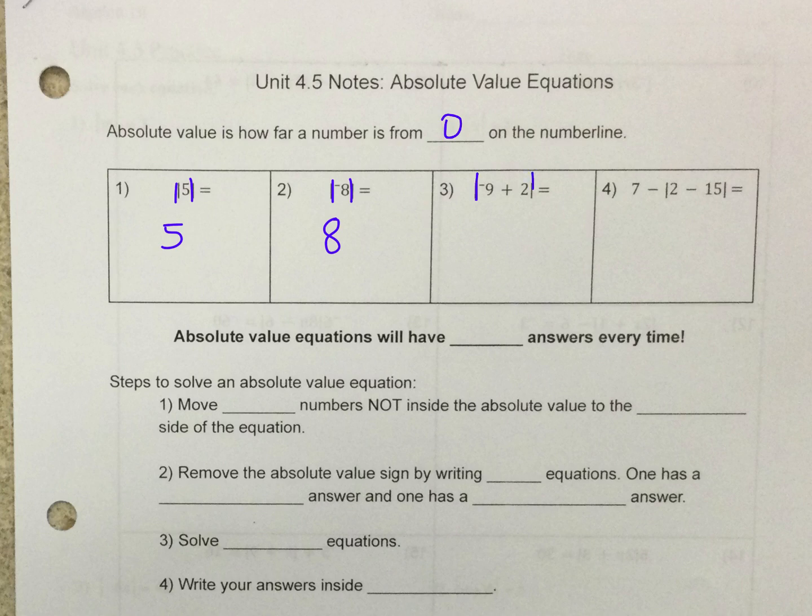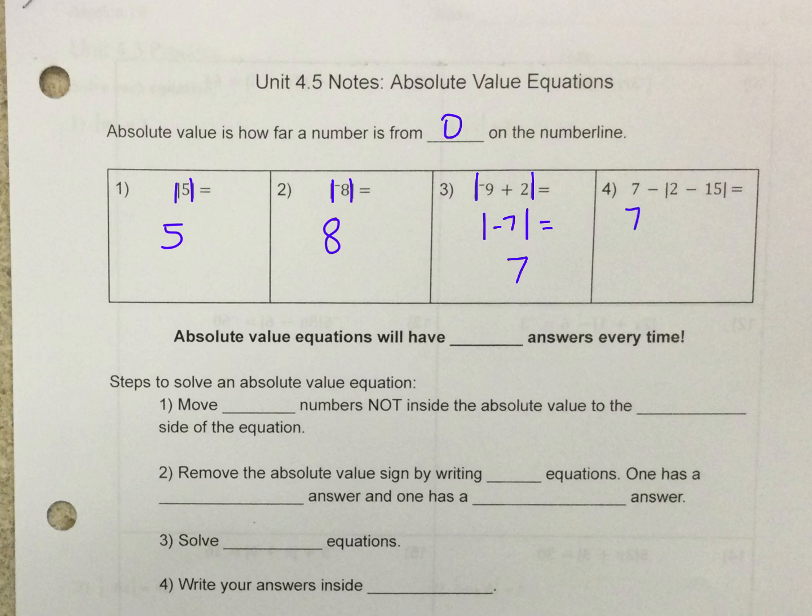The absolute value of negative 9 plus 2, well, first I have to do negative 9 plus 2. I get the absolute value of negative 7. How far away is negative 7 from 0? It's 7 spaces. All right, the absolute value of 7 minus the absolute value of 2 minus 15.